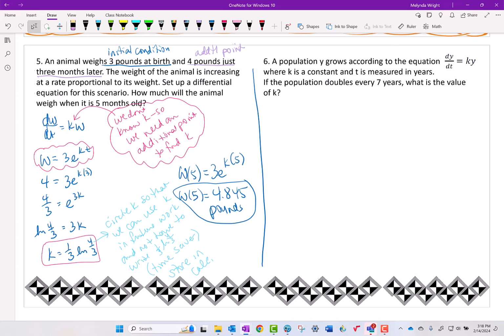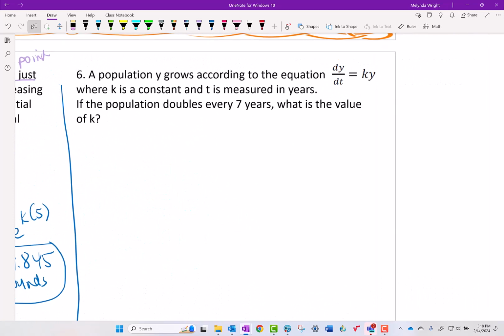All right, so let's write down our formula. So y would equal, we'll write a C, or y naught. C is the same thing as y naught. It's the initial condition for y. E to the kt. And we don't really know, well, what do we not know? We don't know our initial condition, but we do know this situation. If the population doubles every 7 years, what is k?